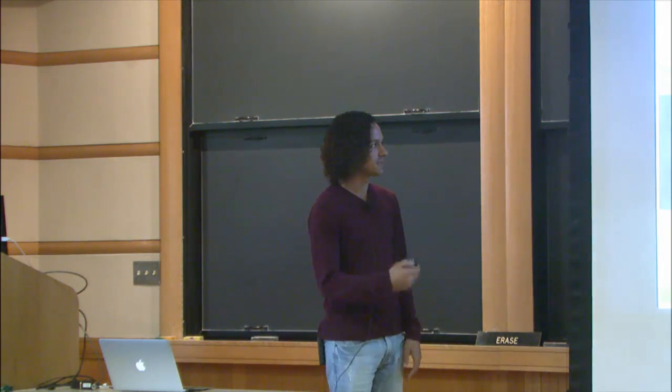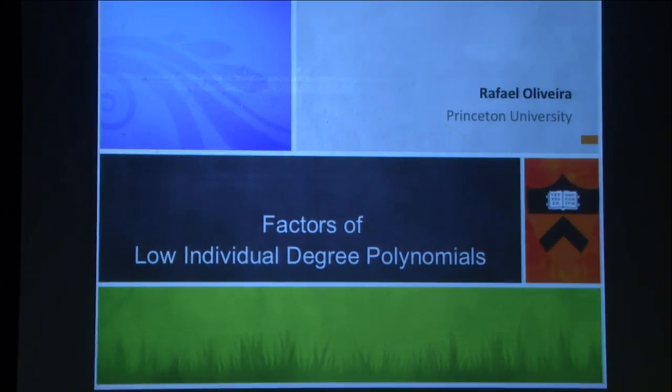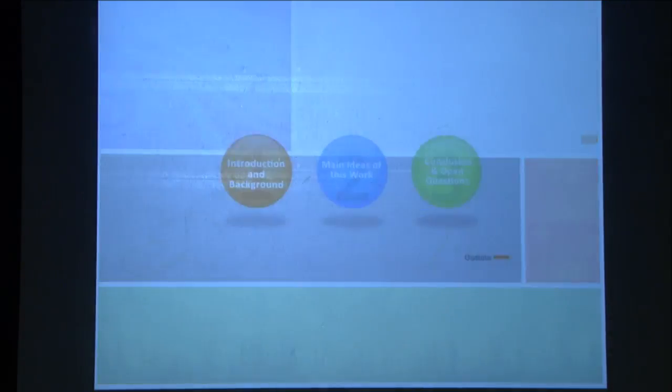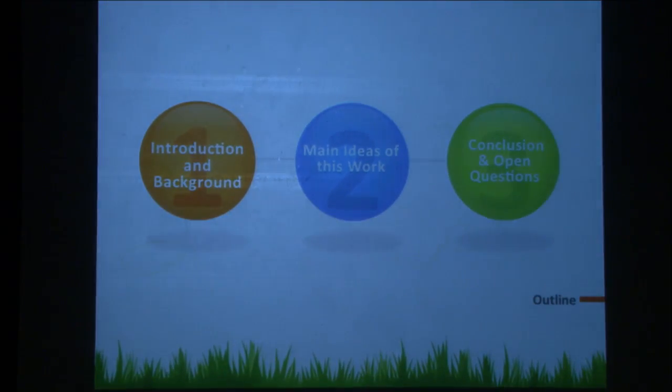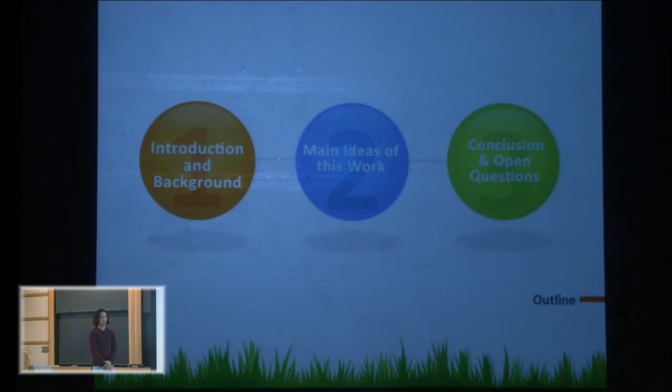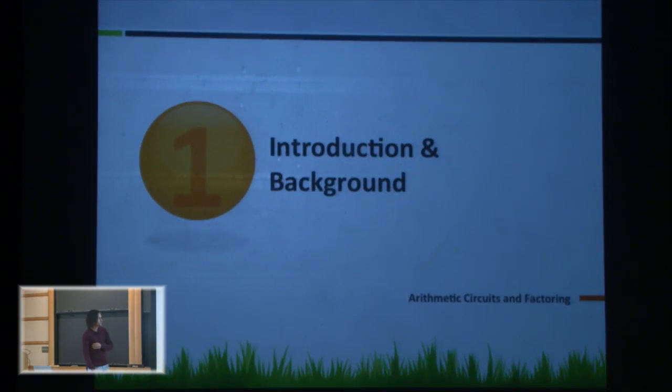Thanks for inviting me. So yeah, today I'll talk about factors of low individual degree polynomials. The talk is divided into 3 parts. In the beginning, I'll give an introduction about factoring and the model of computation that we'll use, arithmetic circuits, that most of you know. And then in the second part of the talk, I'll talk about the main ideas that come into the proof. And I'll conclude with many open questions, because we still have many things that we don't know. So, okay, let's talk about factoring in real life.